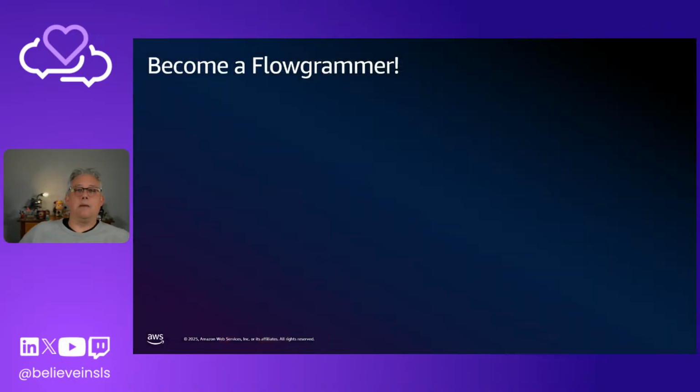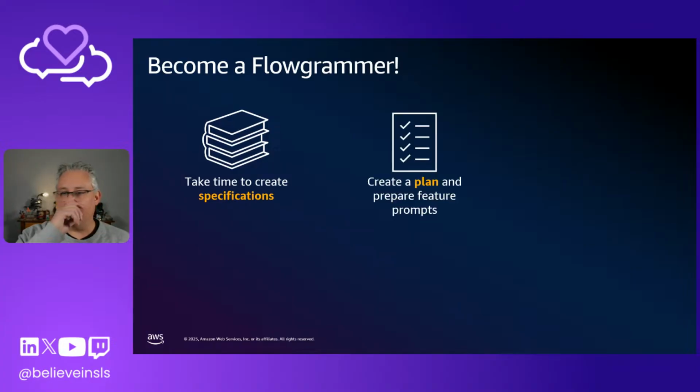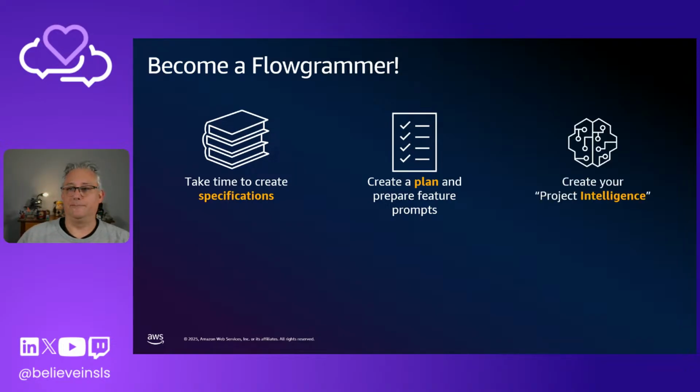So how do we become a flowgrammer? What are the steps we need to take? When you start with AI coding assistants, no matter what it is, remember to take time to create specifications. We really need to refine what we're building and get AI to understand that. We need to create that plan and prepare the feature prompts. You don't have to write the prompts. The thing I find fascinating is AI can write the prompts for AI. It's a little inception thing, but it's really cool. It does a really good job of preparing the prompts that drive the actual development.